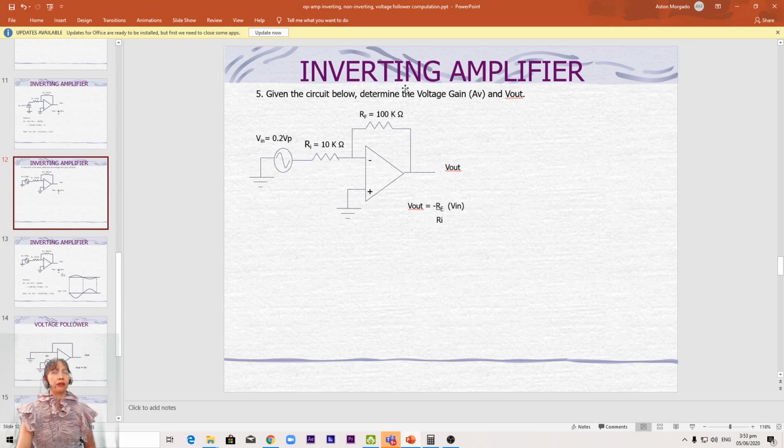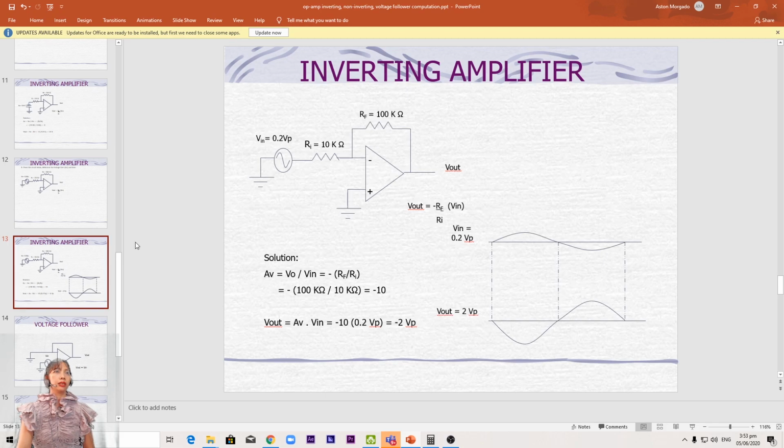Next, we have number 5. Given the circuit below, determine voltage gain AV and V out. This time we have an AC input, alternating current, with 0.2 volts peak. We have RF of 100K, RI of 10K. V out is negative RF over RI times V in. Let's take a look at the solution.